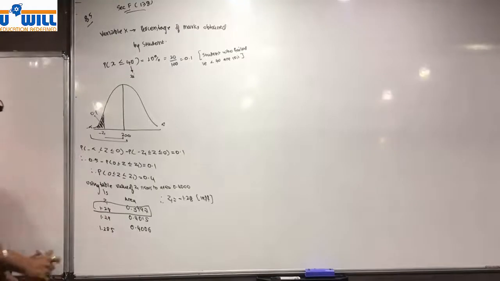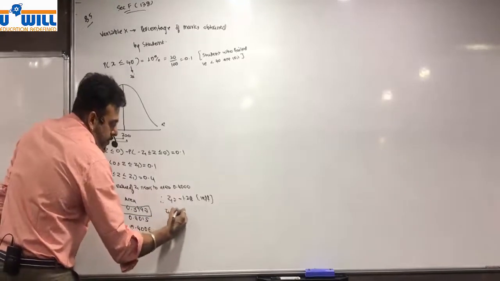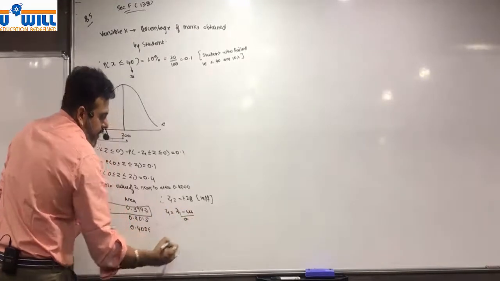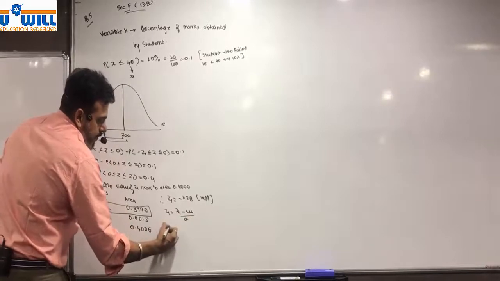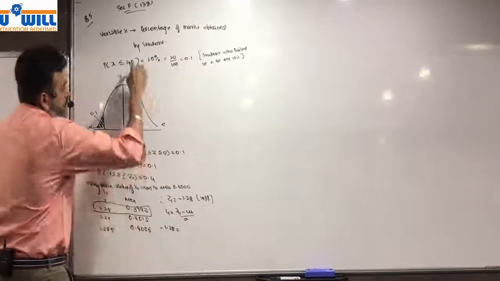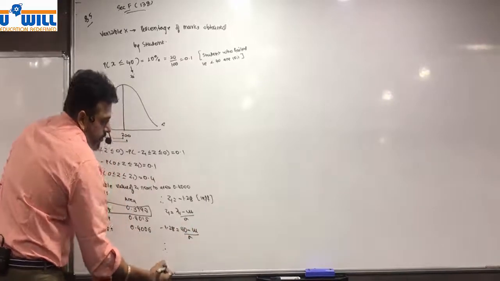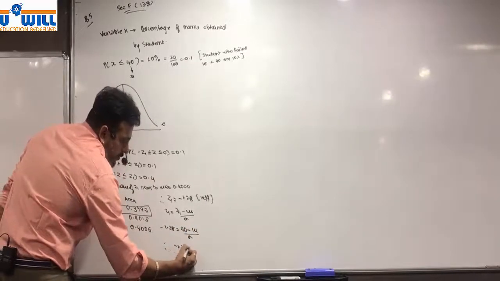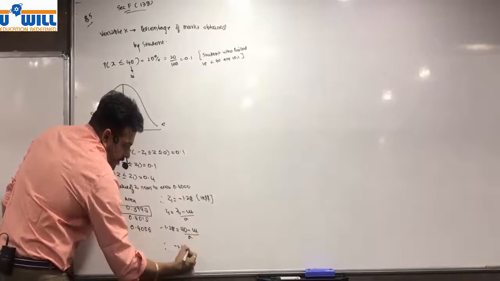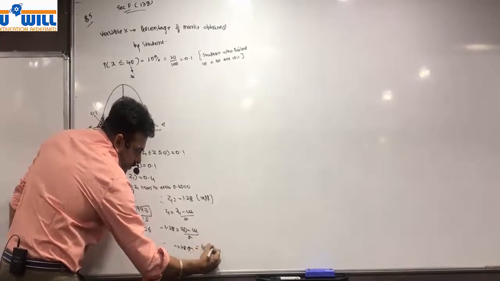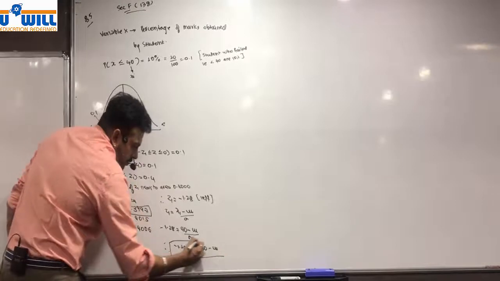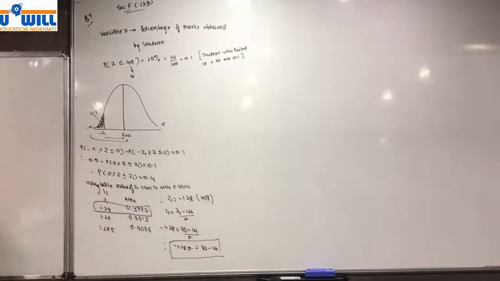This is clear? Now, Z1 is equal to x1 minus mu upon sigma. So minus 1.28 is equal to 40 minus mu upon sigma. Therefore, minus 1.28 sigma is equal to 40 minus mu. Got it? We get the first equation.